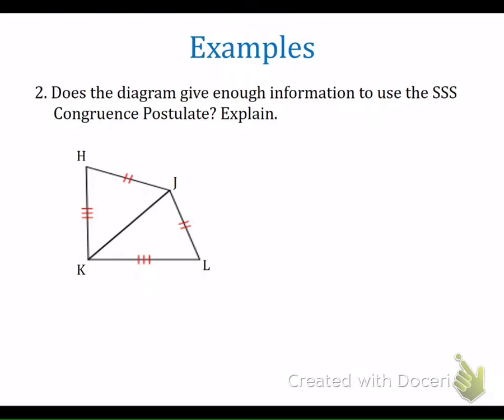Yeah, JK is the same segment in both triangles. So you can go ahead and mark this. Add this marking to your diagram because this segment is congruent to itself. And now we can conclude that yes, all of the sides are congruent.